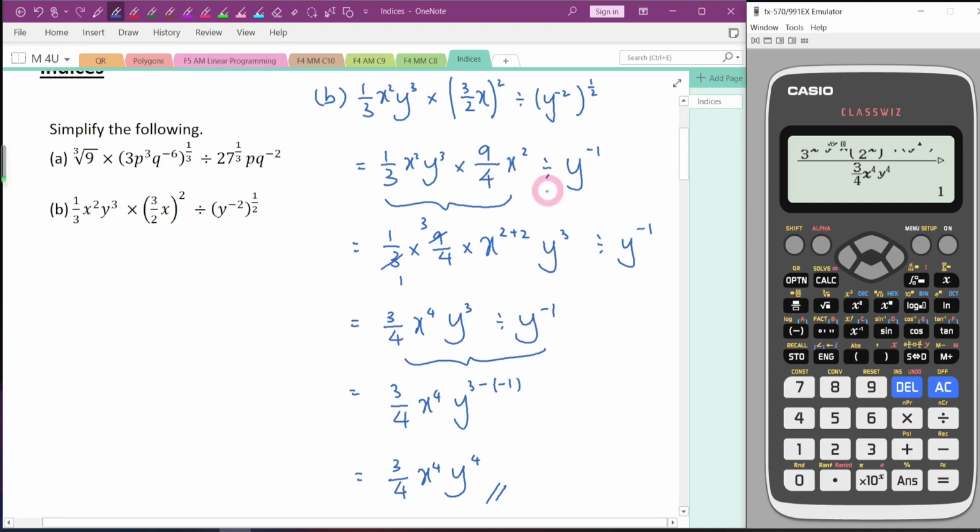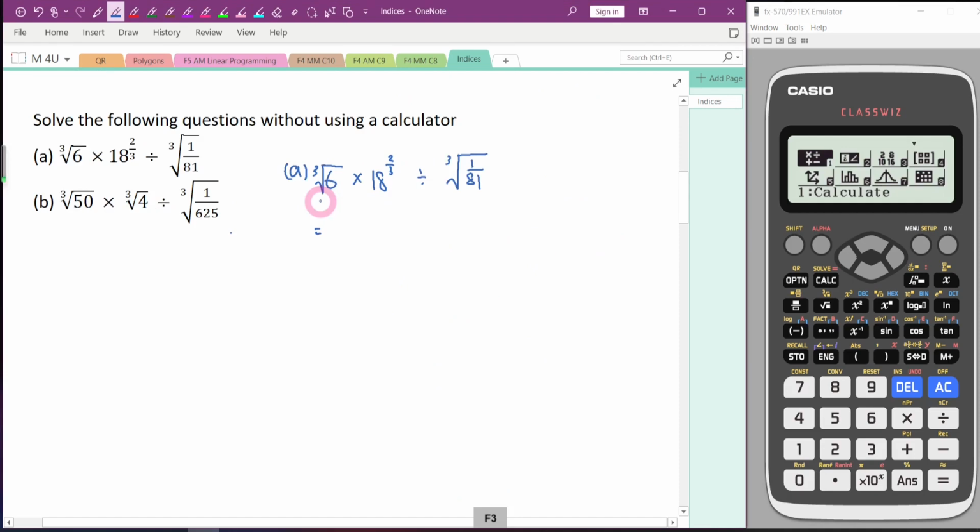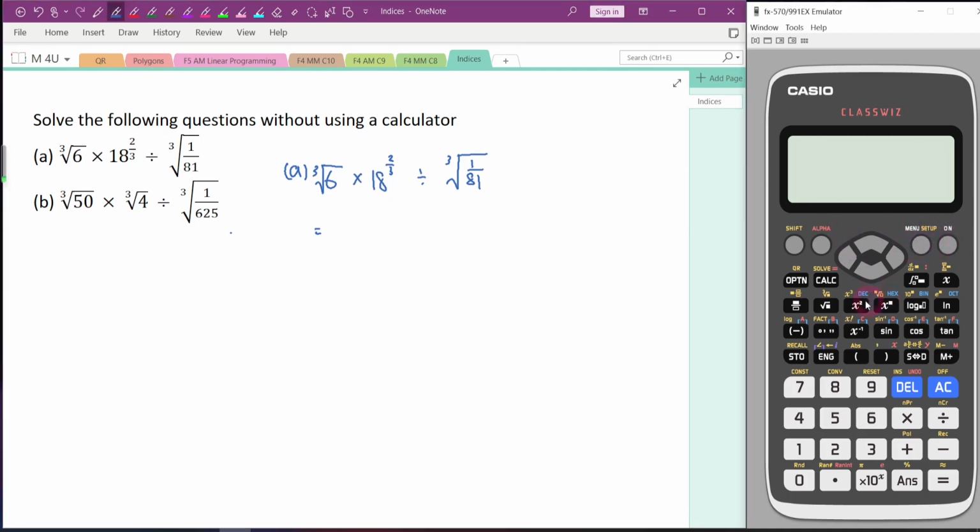Now, let's try some other questions. Let's look at part A. We want to solve the following questions without using a calculator. So it means that we want to show our steps clearly. But if you want to check the answer, you also can key in all this inside your calculator. Okay, let me show you how to key in it.